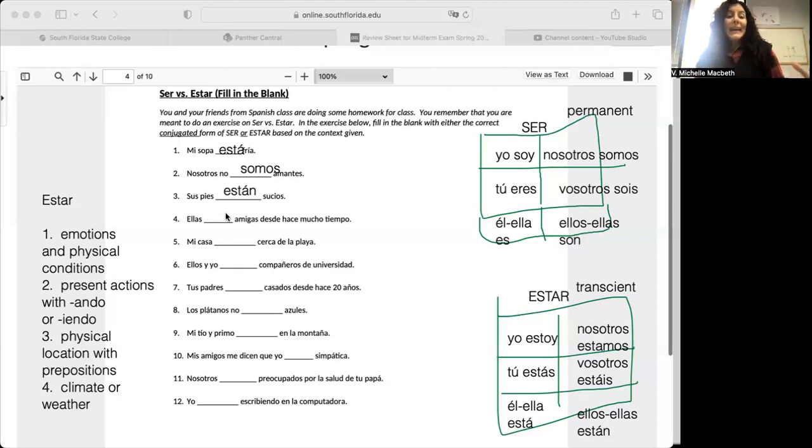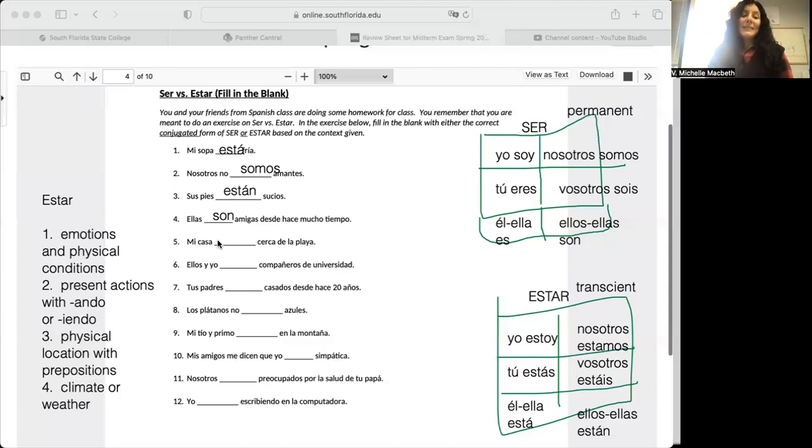Okay, next. Ellas, amigas desde hace mucho tiempo. Is being friends with someone an emotional or physical condition? No. Is it a present tense action with ando or yendo? No. Is it a physical location that uses a preposition? No. Is it a climate or a weather activity? No. So what does it have to be? Ser. So, ellas son amigas desde hace mucho tiempo. And again, it would be identity, right?